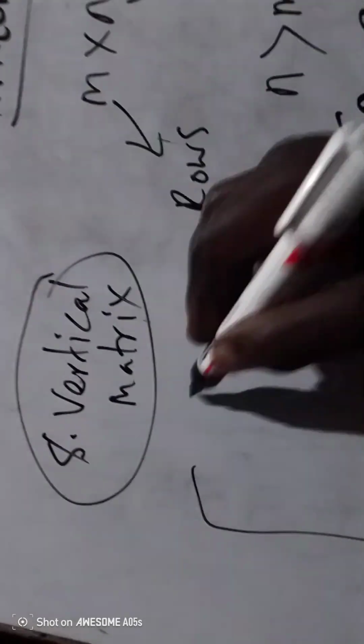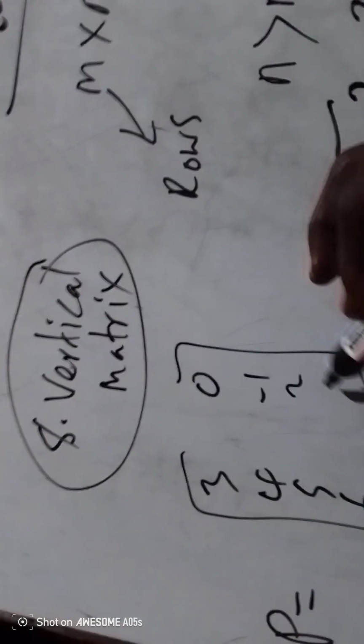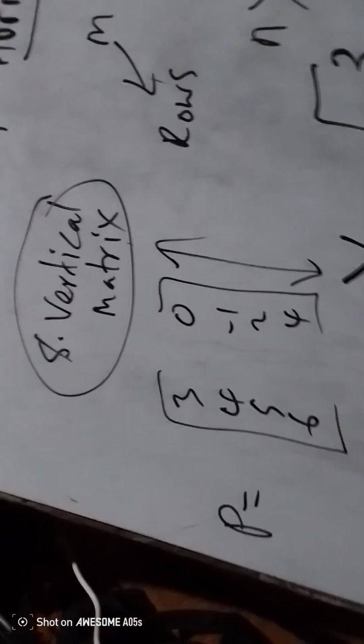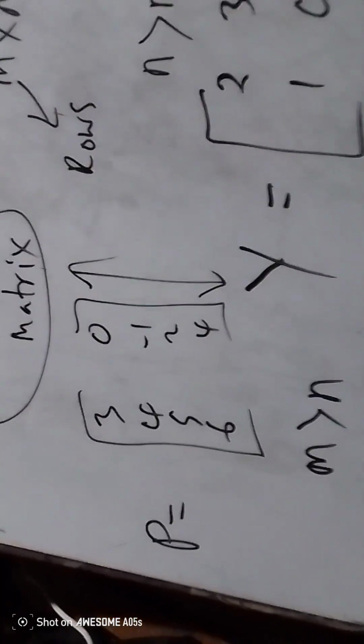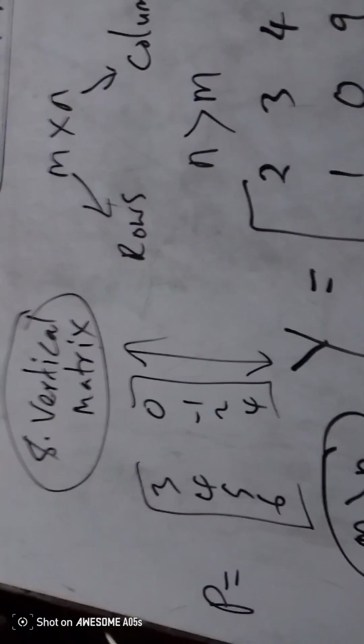So any matrix which appears like this, maybe you can call it matrix P equals 3, 4, 5, 6, negative 0, negative 1, 2, 4. This matrix has been elongated in the vertical way. So hence we are going to call it a vertical matrix, and in this case the number of rows is more than the number of columns. So this one we are going to call a vertical matrix.